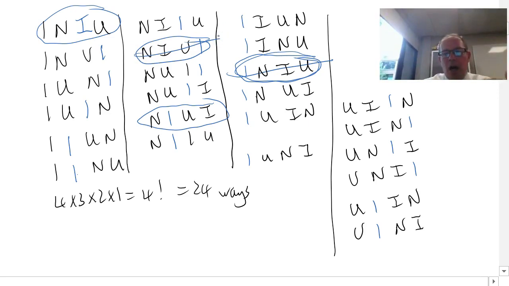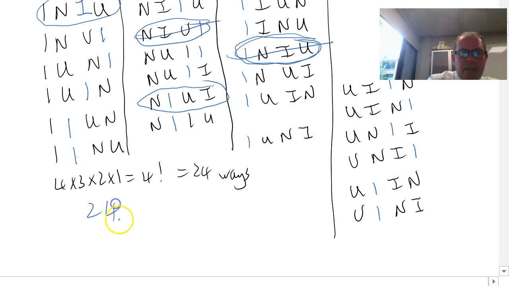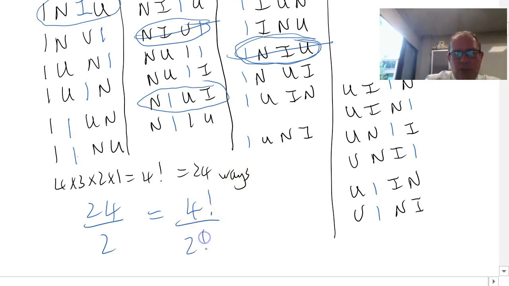So we've got half the number. So actually what we've got is 24 ways divided by 2. And how you get that, of course, we discussed in the other video, is 4 factorial, because imagine all 4 are different, divided by 2 factorial, because 2 are the same, and that gives me my answer, 12 different ways. So hopefully that now solves the question we were just looking at.